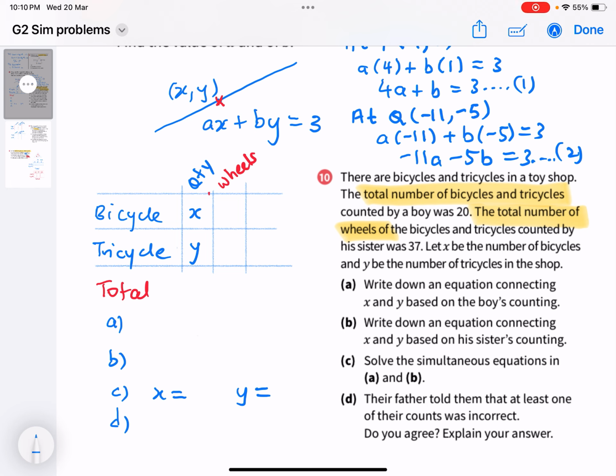Therefore, we know from the sum that the total number, we always use the total number to form our equation. The total number of bicycles and tricycles is 20. So the total here is 20. So that is the first equation that we form. The number of bicycles plus the number of tricycles equals 20.